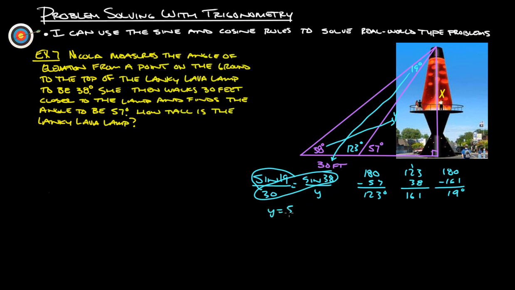So y is 56.7. So this side length right here is 56.7 feet. Now just this triangle right here, we've got a right angle. We've got an angle measure here, and we want that side. So we would simply use regular old SOHCAHTOA, right? Opposite and hypotenuse. So that would be sine of the angle 57 is the opposite side, which is x, over the hypotenuse, which is 56.7. Multiply both sides by 56.7, and we'll get what x is.